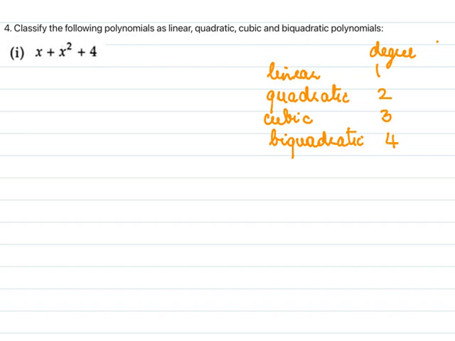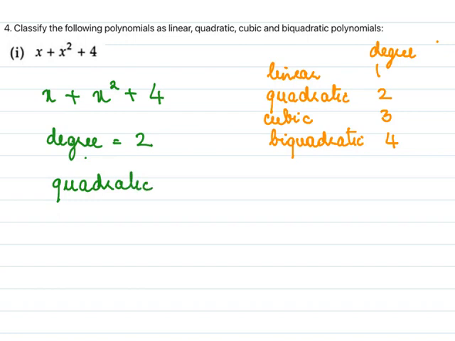To classify the above polynomial, which is x plus x square plus 4, we need to find its degree, and we see that the highest power is 2. So the degree of the polynomial is equal to 2. If the degree is 2, it must be a quadratic polynomial. Polynomials with degree 2 are quadratic.